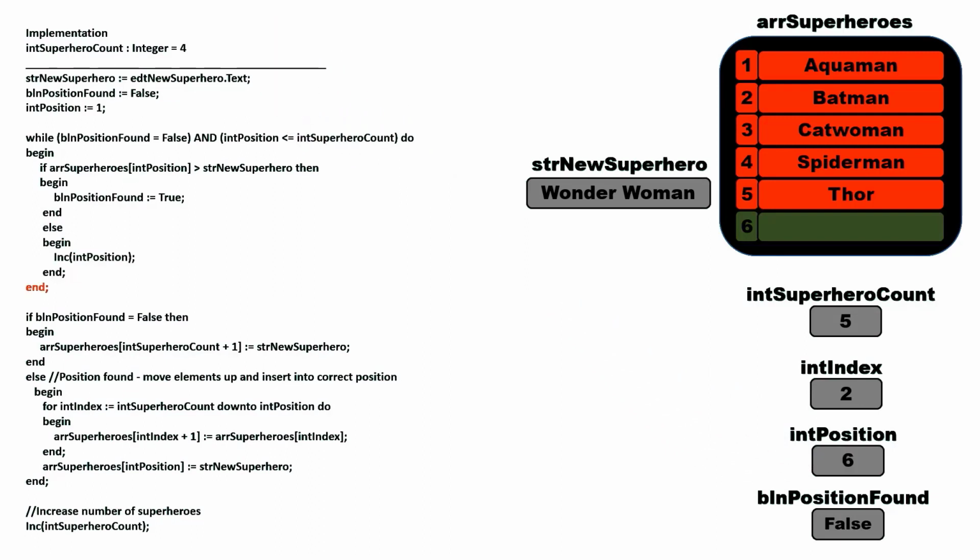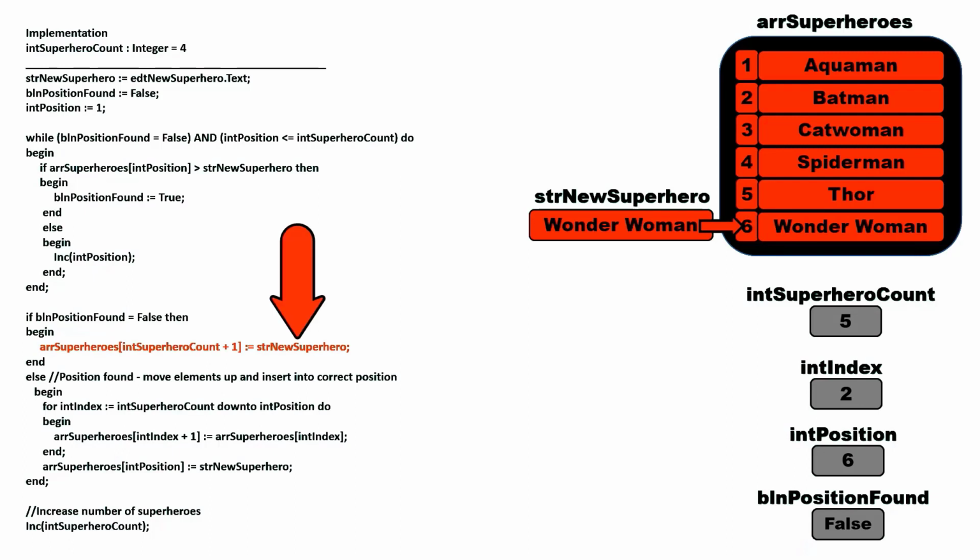The loop exits, and the if statement checks if the Boolean is false. The Boolean is indeed false. That means the algorithm didn't find a position between the current names where Wonder Woman can be inserted. So the next statement assigns Wonder Woman to the next index in the array. The next index is found by adding 1 to the current name count. In other words, 5 plus 1, or index 6.